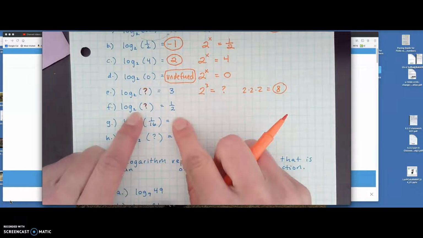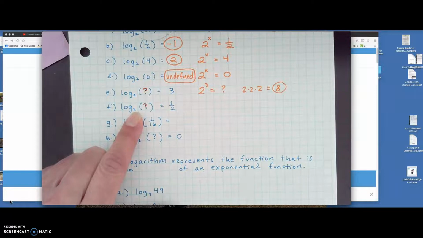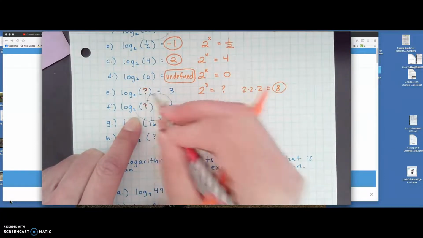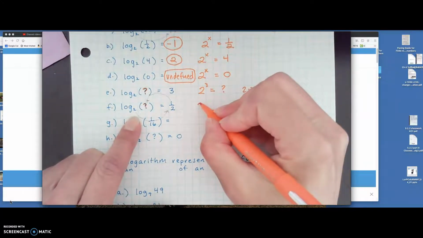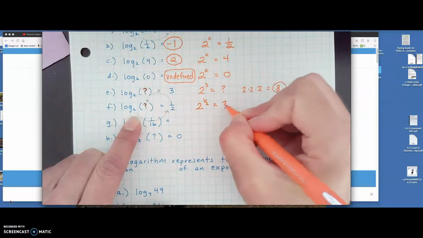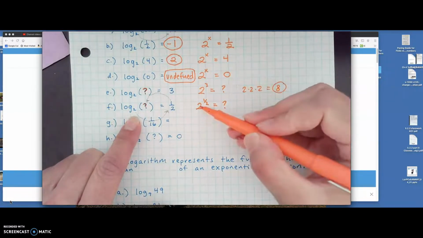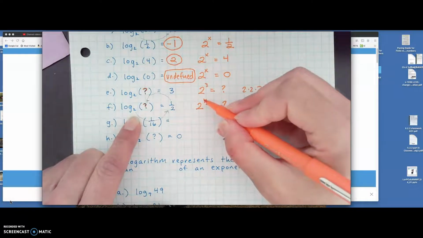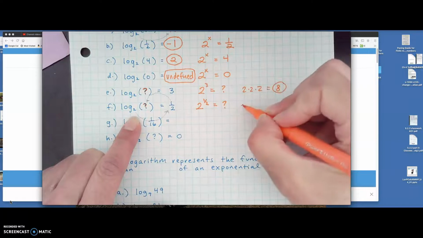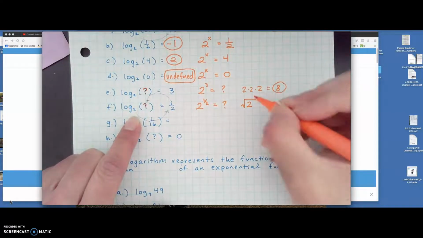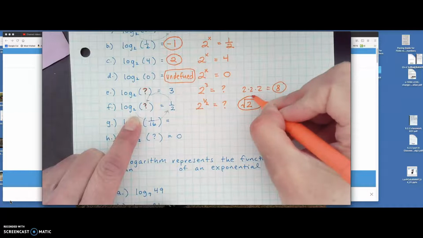Okay, the next one, same idea. So we're going to do 2 to the 1/2 power and set it equal to our variable or the question mark. 2 to the 1/2 is going to equal whatever we're looking for. Well, 2 to the 1/2, really it's the same thing because that's a fractional exponent, so it's the same thing as saying the square root of 2. And you could either leave your answer like square root of 2, or we could do the decimal, but I'm just going to leave it like that.